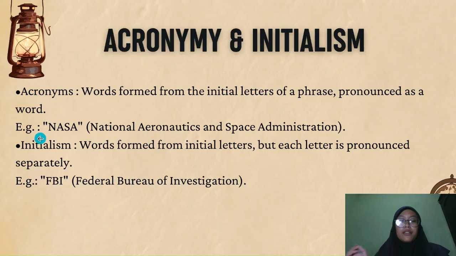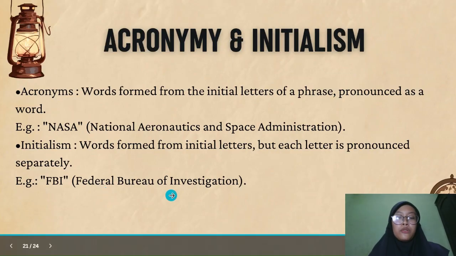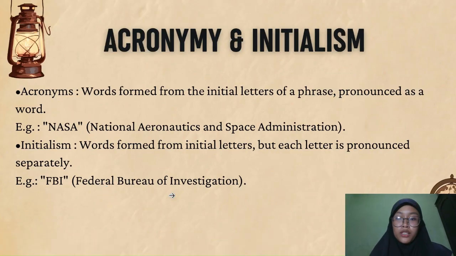And then initialism, words formed from initial letters, but each letter is pronounced separately because it cannot be pronounced as a word. Just like Federal Bureau of Investigation, we take the initial letters F, B, and I. We cannot pronounce it as a word, so we pronounce each letter separately: F, B, I.